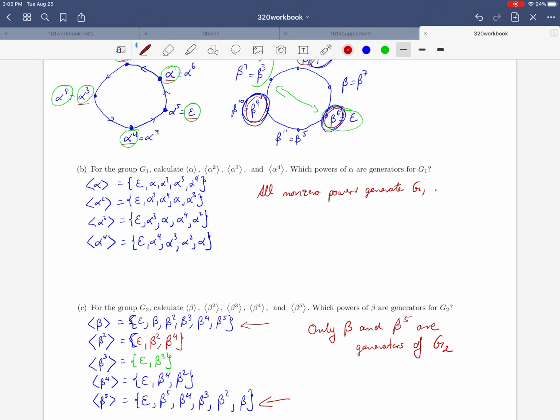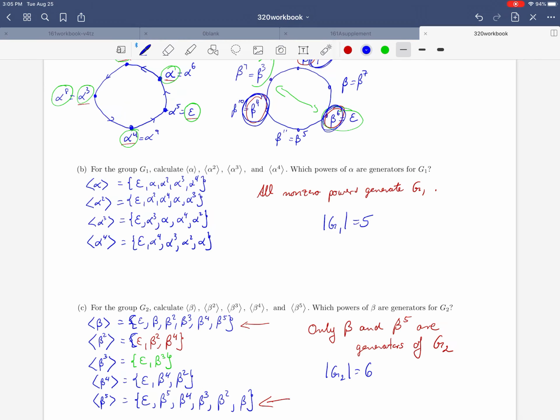Now, when you're looking at part B and C together, what do you notice? One thing that you may notice is the order of G1 is 5, and the order of G2 is 6. We had 5 rotations for our pentagon. We have 6 rotations for our hexagon.